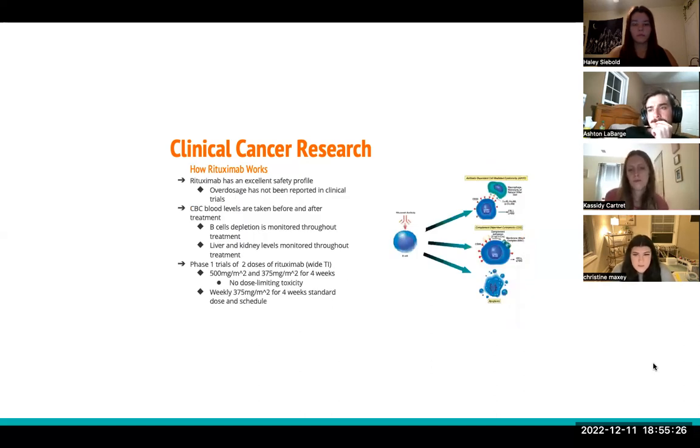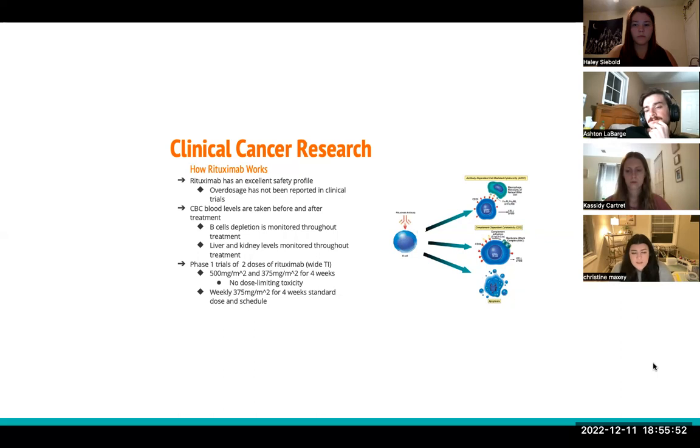Rituximab has an excellent safety profile, and overdosage has not been reported in clinical trials. Serum concentrations are taken, but they do change drastically throughout the therapy. CBC blood levels are taken before and post-treatment, but no therapeutic index has been defined for the specific drug in regards to blood levels. B cell depletion is monitored, as well as liver and kidney levels.